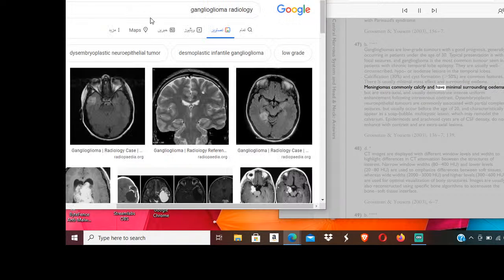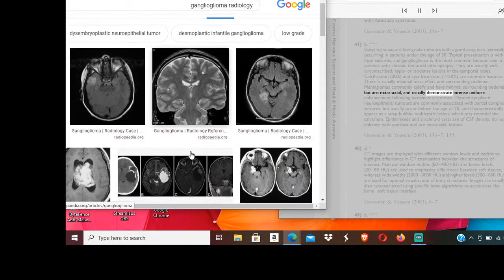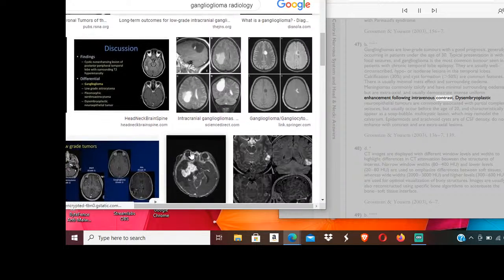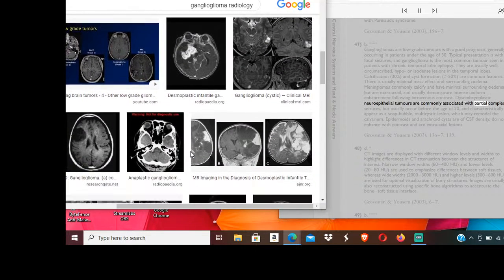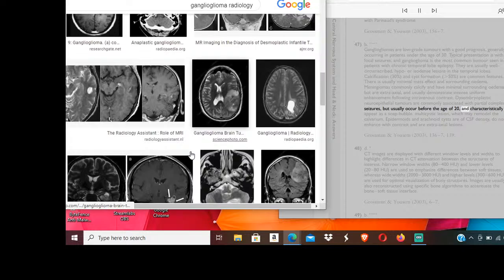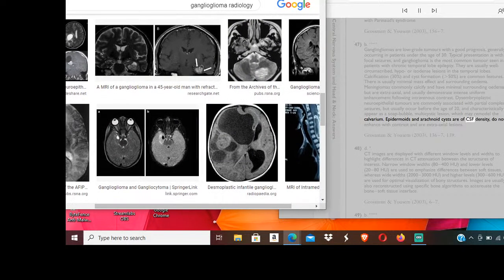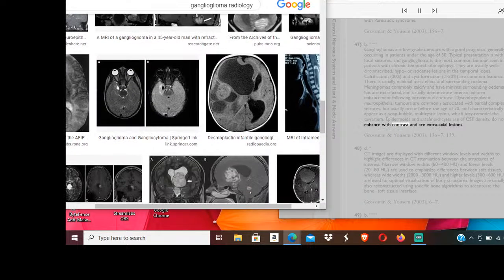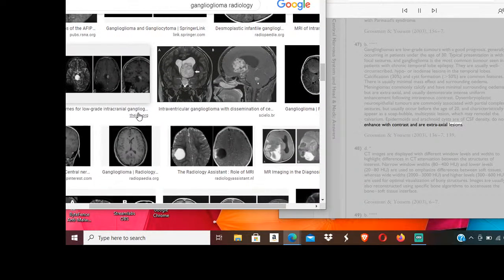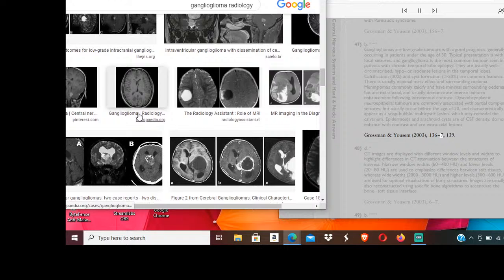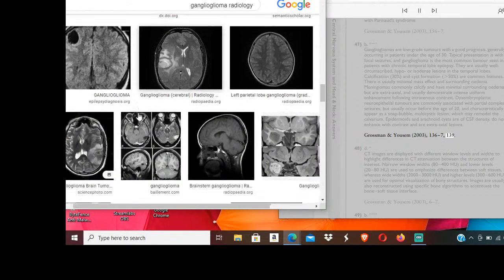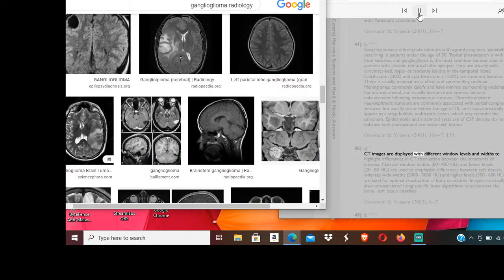Meningiomas commonly calcify and have minimal surrounding edema, but are extra-axial, and usually demonstrate intense uniform enhancement following intravenous contrast. Dysembryoplastic neuroepithelial tumors are commonly associated with partial complex seizures, but usually occur before the age of 20, and characteristically appear as a soap bubble, multicystic lesion, which may remodel the calvarium. Epidermoids and arachnoid cysts are of CSF density, do not enhance with contrast, and are extra-axial lesions. Grossman and Yousem, 2003, 136-7, 139. 48. D. CT images are displayed with different windows.